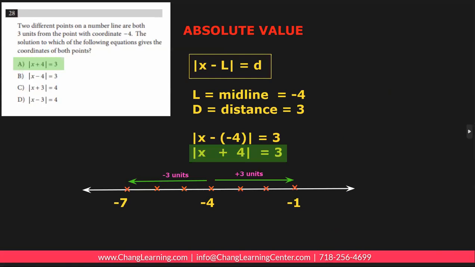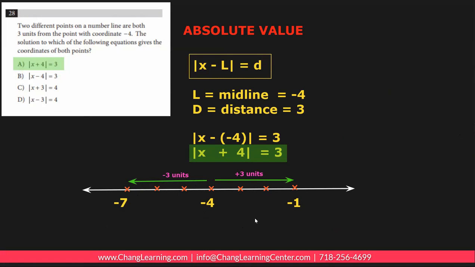Question 28. 2 different points on a number line are both 3 units from the point with coordinate -4. The solution to which of the following equations gives the coordinates of both points? Well, you could draw it as below as -4, and you want 3 units to the right, which would be -1, or 3 units to the left is -7. And then you can see that if you plug in -1, it works for A, or if you plug in -7, it works for A.